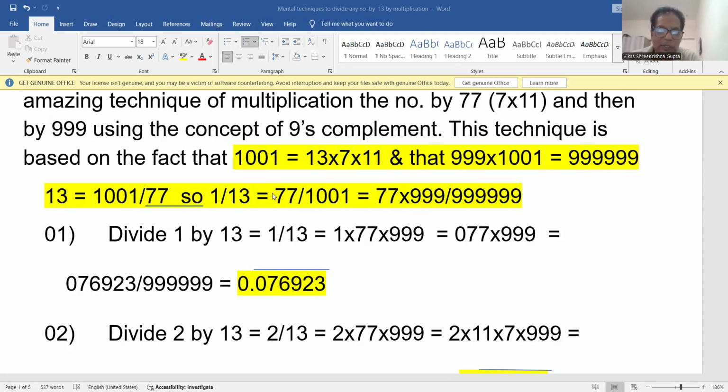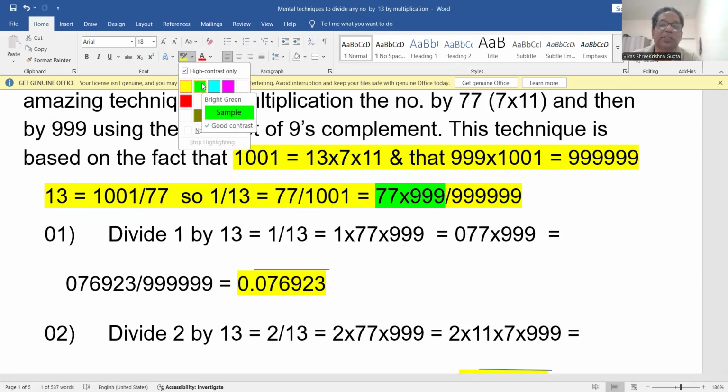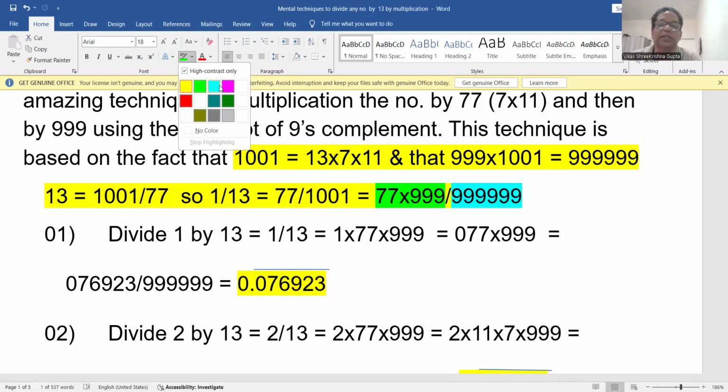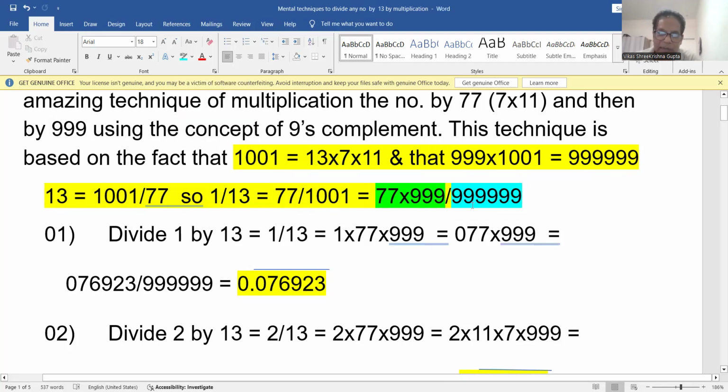You first just remember only this thing: 77 into 999. To divide any number by 13, which is less than 13, say 1, 2, 3, 4, 5, 6, you have to remember this formula, 77 into 999. The use of this number, 999, is that it will give a recurring decimal, non-terminating but recurring. When I have the denominator 999, it means it is a recurring decimal but non-terminating, right?